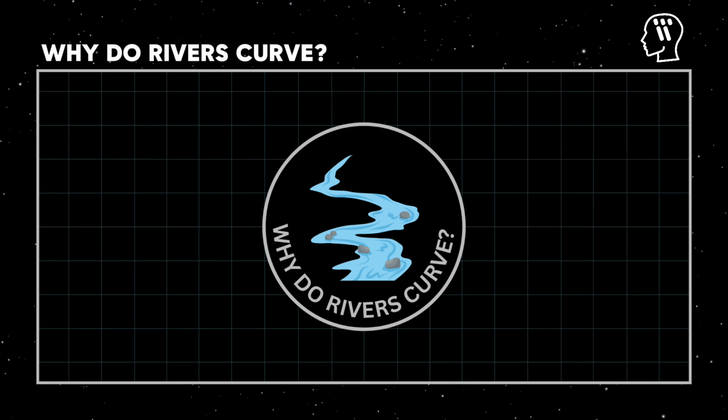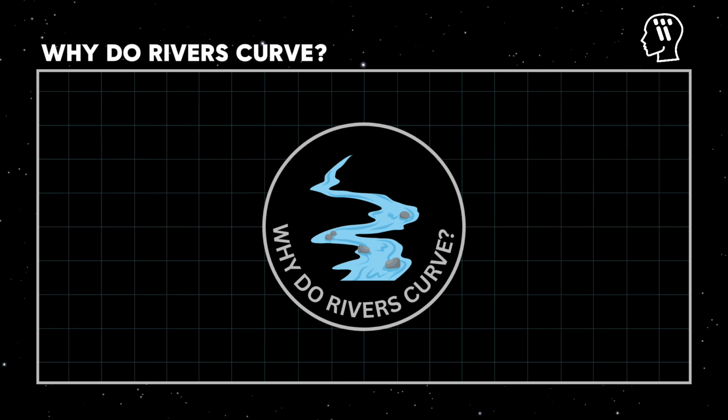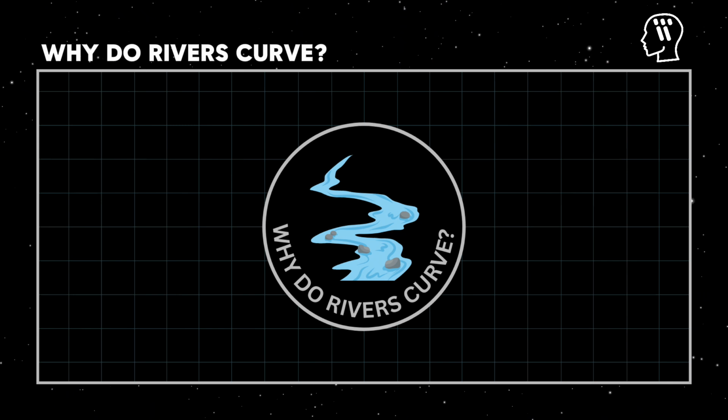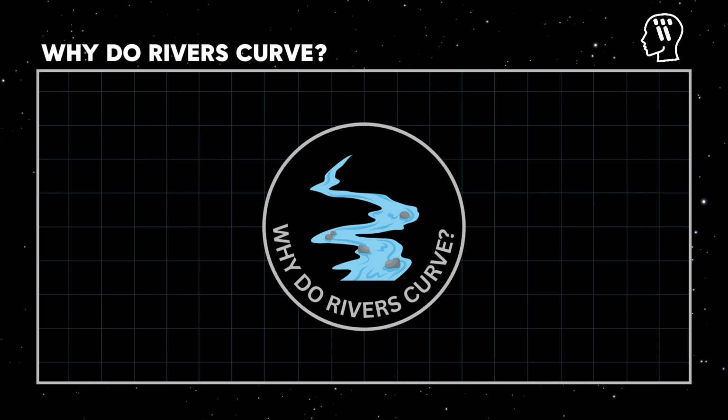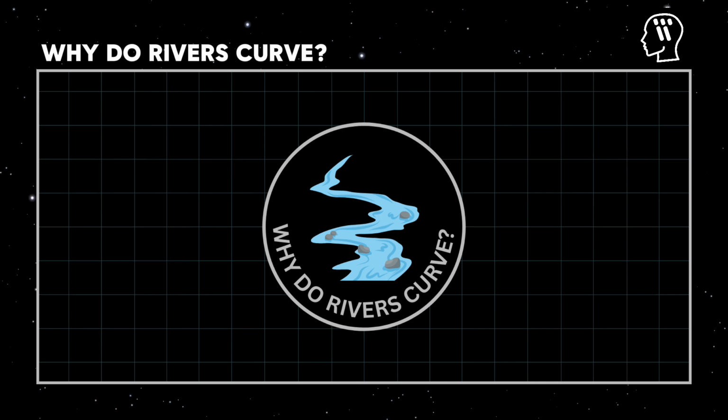To sum it up, rivers curve because of the way they interact with the land and the forces at play in their flow. Erosion, sediment deposition, the river's velocity, and the shape of the landscape all work together to create those beautiful meanders. These curves are not only fascinating from a scientific standpoint, but also play a crucial role in shaping the environment and sustaining life.